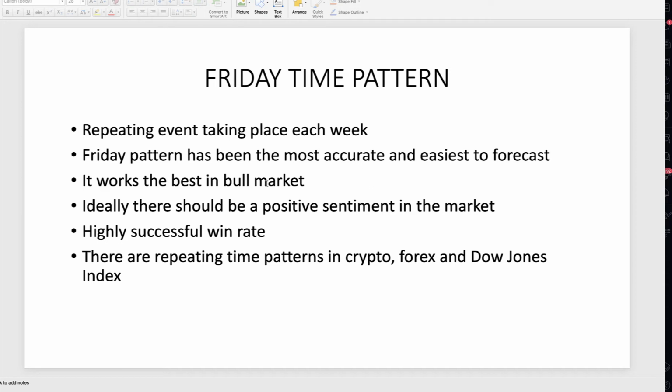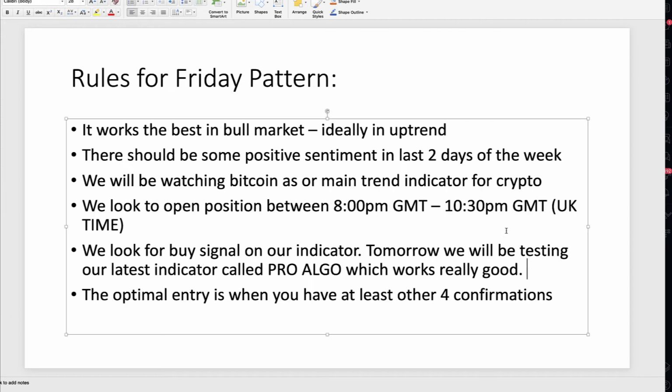It works the best in a bull market, works amazing in a bull market, always works. Ideally, there should be a positive sentiment in the market. Yes, we have some positive sentiment. It has a very highly successful win rate. Okay, there are repeating time patterns in crypto, forex, and the Dow Jones index. Today, I will be explaining to you about tomorrow's Friday pattern.